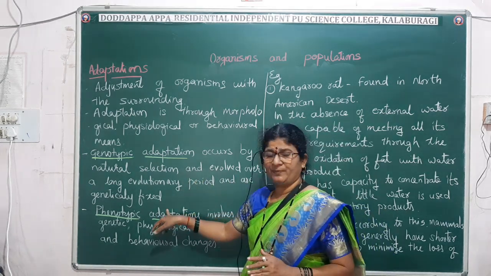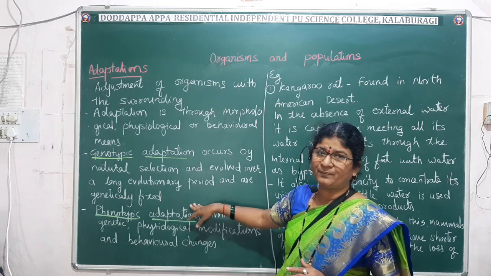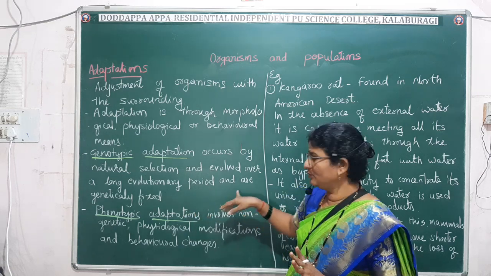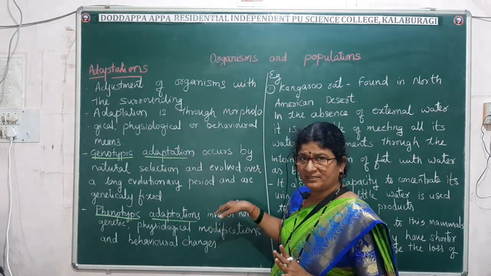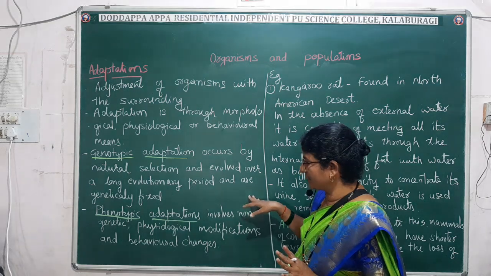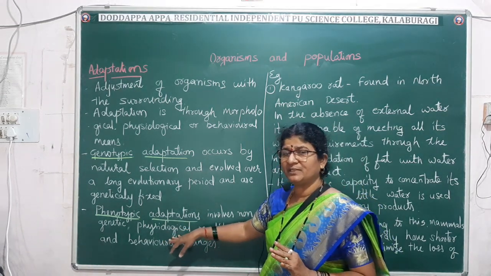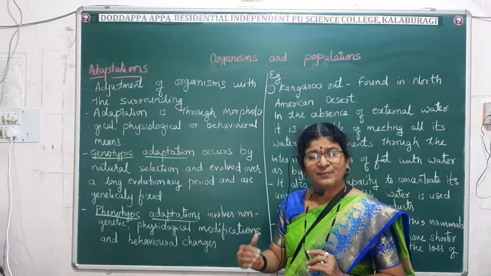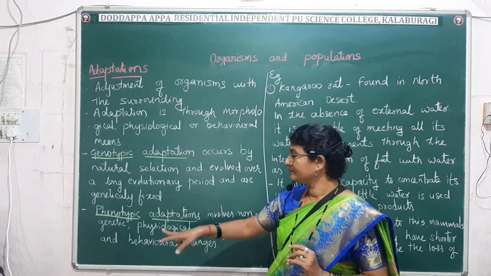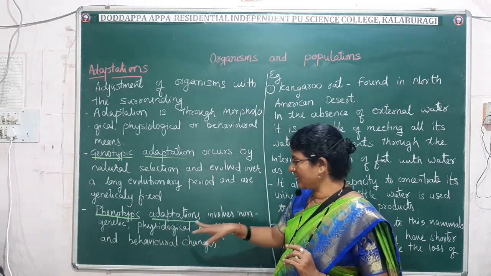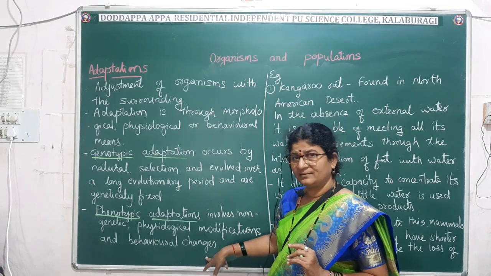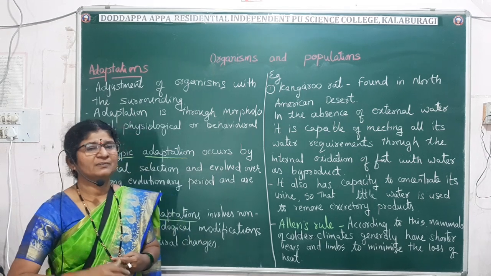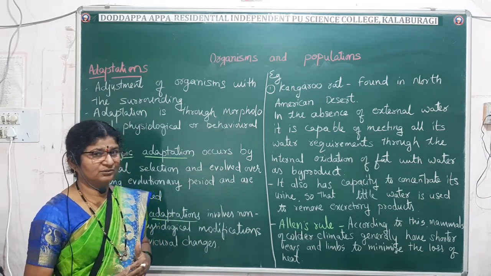And phenotypic adaptations. These phenotypic adaptations are not genetically fixed. That is, these are non-genetic adaptations, and usually we will see them in physiological modifications. I mean, these phenotypic adaptations occur through physiological modifications and behavioral changes. Fine. So that is about phenotypic adaptations. Now let us see some of the examples one by one.